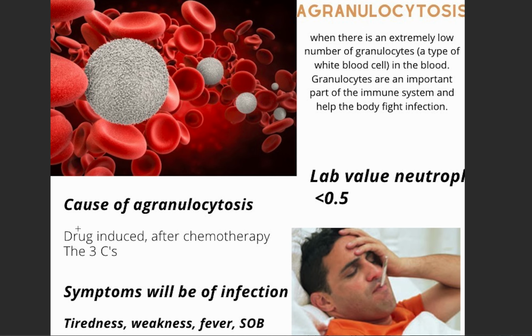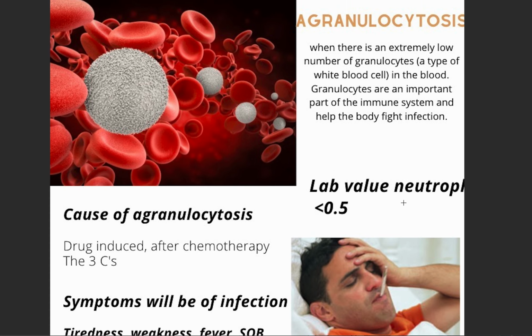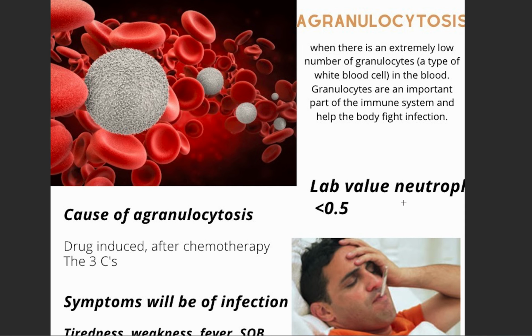The causes of agranulocytosis can be drug-induced and after chemotherapy. The 3 C's are the 3 drugs which can induce agranulocytosis. Those 3 C's are C for carbamazepine, C for carbimazole, which is an antithyroid medication, and C for clozapine, which is an antipsychotic. When the lab value of neutrophils falls to less than 0.5, you know you've got a problem, okay? And when you have that problem, by the way, it's 0.5 times 10 to the 9.